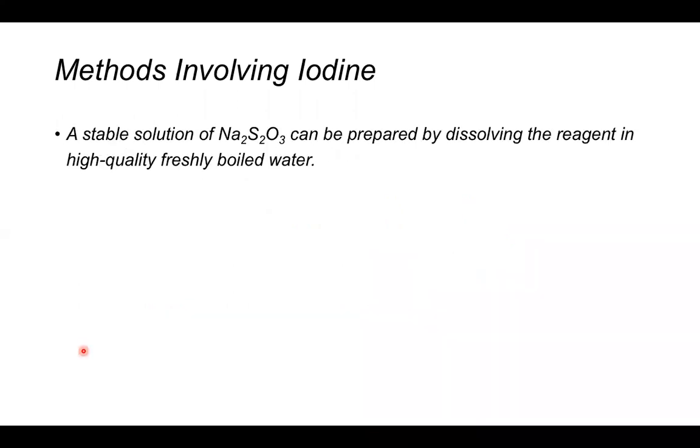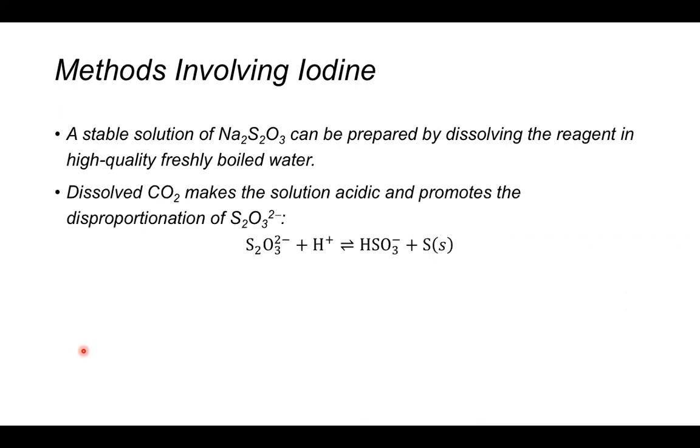A stable solution of sodium thiosulfate can be prepared by dissolving the reagent in high quality, freshly boiled water, so highly pure water. Dissolved CO2 makes the solution acidic and promotes the disproportionation of thiosulfate ions. When CO2 dissolves in water, it produces carbonic acid, which is why the pH of the water we drink out of the tap doesn't have a pH of 7, because of this dissolved CO2. So it reacts according to this equilibrium.